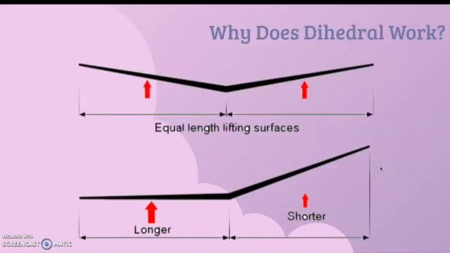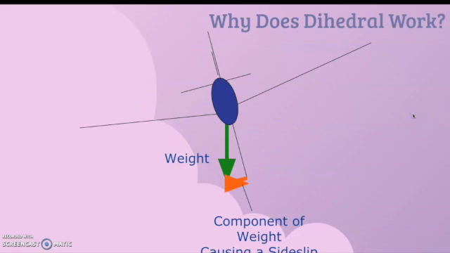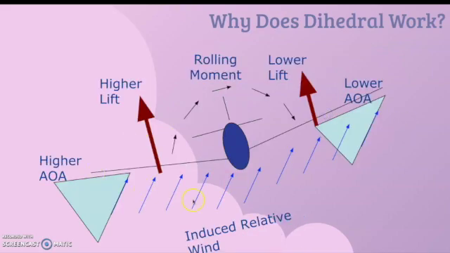So why does a dihedral work? Well, that's because we have equal length of the lifting surfaces, and when it turns, one side actually becomes longer while the other becomes a little bit shorter in terms of creating lift. So when we're flying straight, the weight is in the center, and then we have uniform lift on both sides, as previously mentioned. And then when the component of weight causes a side slip, it is actually able to counterbalance itself. So here you can see we have induced relative wind here, and then we have higher lift here, and then a lower angle of attack over here, resulting in a rolling moment. So our moment is about our center, and the glider is essentially compensating for that angle.